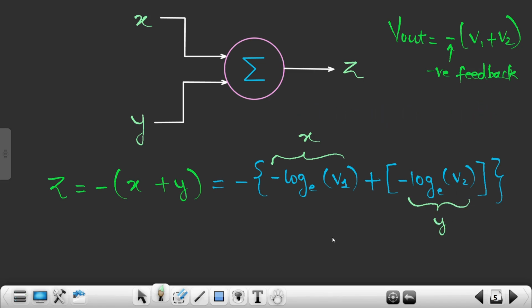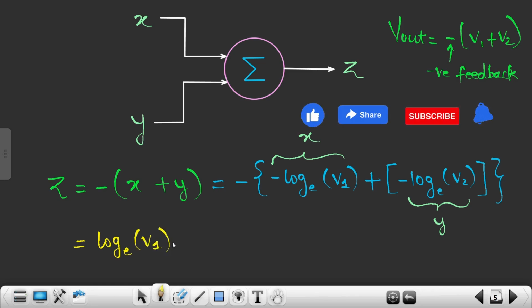Okay, getting my point? So what I can do, I can take this minus sign common, or you can multiply this minus sign over here, right? So let's do that. Minus of minus will be plus, so log to the base e of v1, and this was minus, so minus of minus will be plus once again, so plus log to the base e of v2. Getting my point? So what is my z? Z is nothing but log to the base e of v1 plus log to the base e of v2, right?